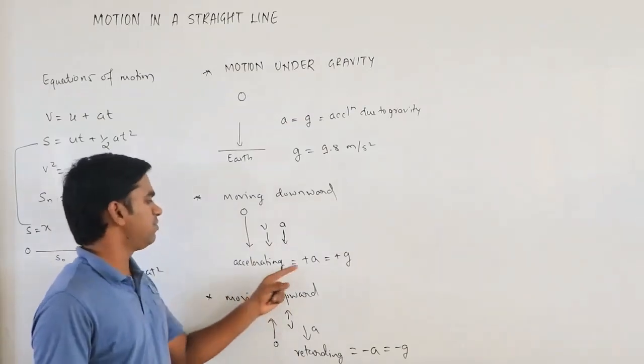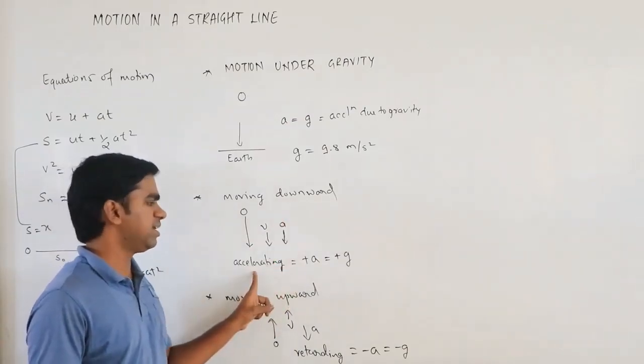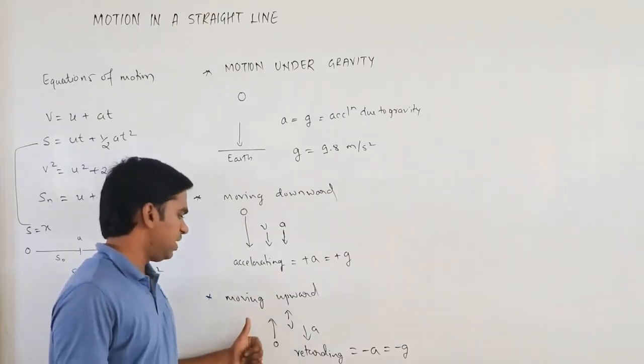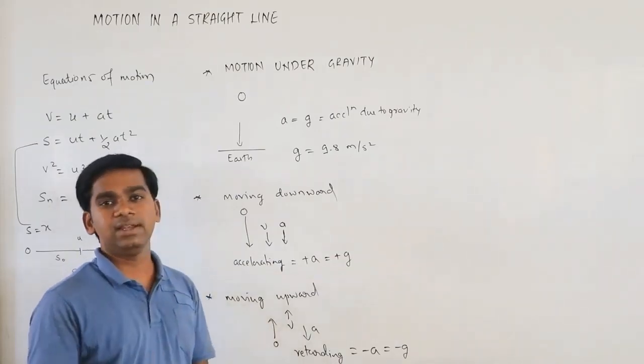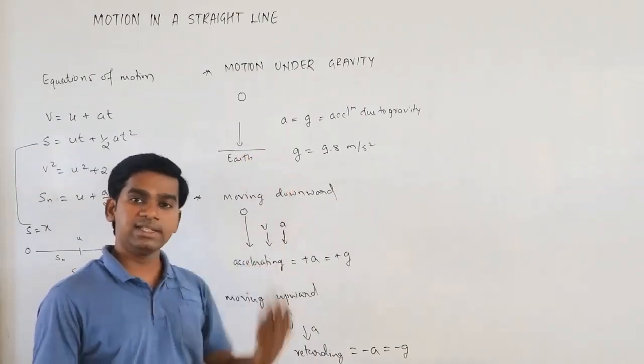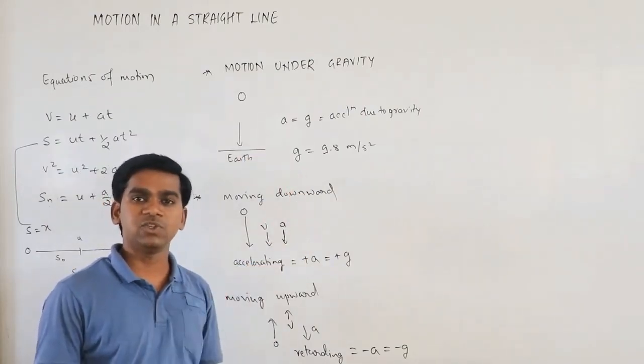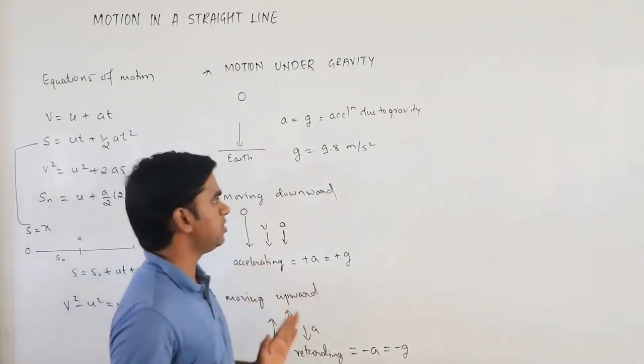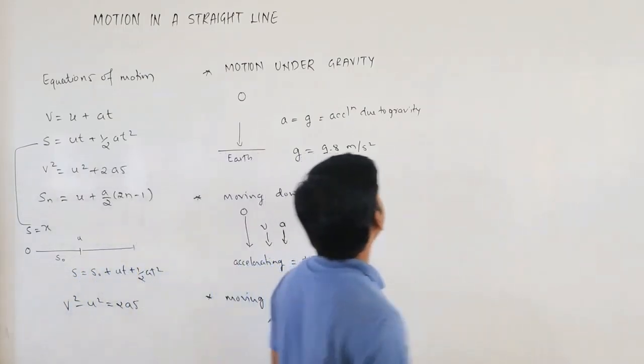Follow this one. If the body is moving downward, it is accelerating. Accelerating means g or a should be positive. If the body is moving upward, what will happen? It is retarding or decelerating. Decelerating means acceleration should be negative. So you can take g negative. Okay. So as of now, you follow this one. For any confusion, we will see later.